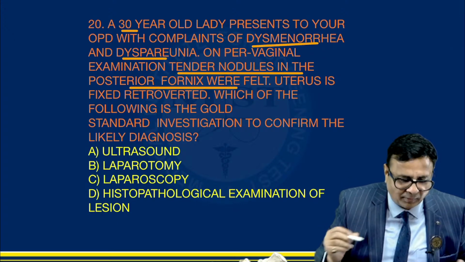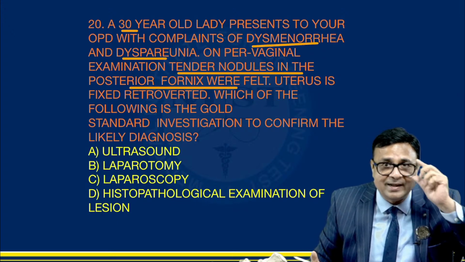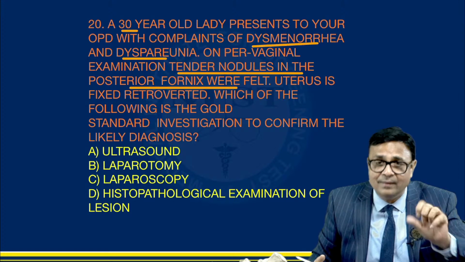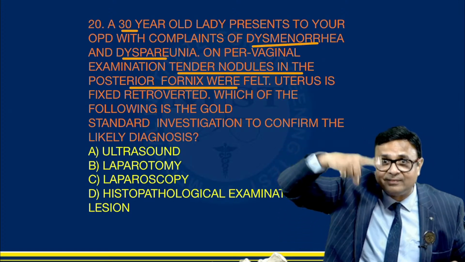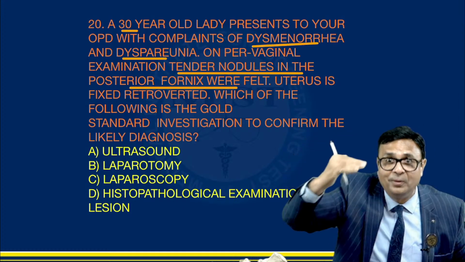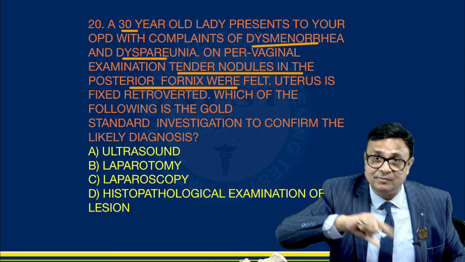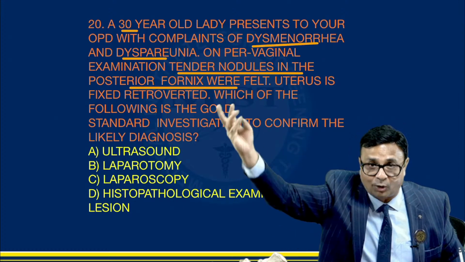First of all, we do per vaginal examination. What is the PV finding in endometriosis? Fixed retroverted uterus and cobblestone field. Then we do ultrasound. Ultrasound finding in endometriosis: ovarian cyst with ground glass appearance. Then we move to laparoscopy, which is the investigation of choice. Laparoscopy finding in endometriosis: chocolate cyst.